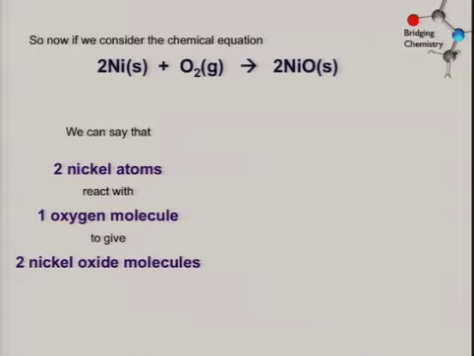So that would be fine, right? It's a balanced chemical equation, so what we're saying there is we're describing that equation in terms of numbers of atoms and molecules, so that would be correct.